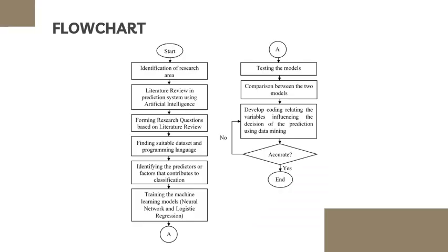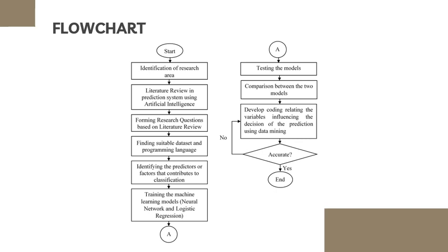This research was carried out according to the flowchart, where we first identified the area of research and we performed a literature review in prediction systems using artificial intelligence and machine learning algorithms. We formed the research questions based on the literature review. We found a suitable dataset and programming language, and we identified the predictors or factors that contribute to classification via feature selection. We then trained the machine learning models using neural network and also logistic regression.